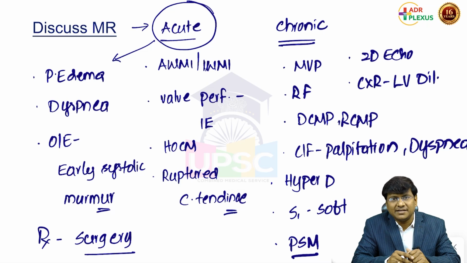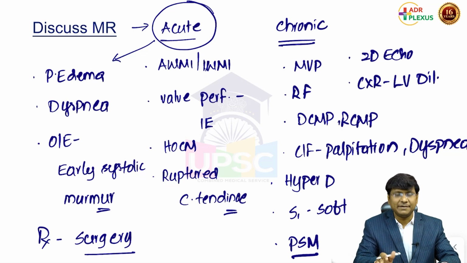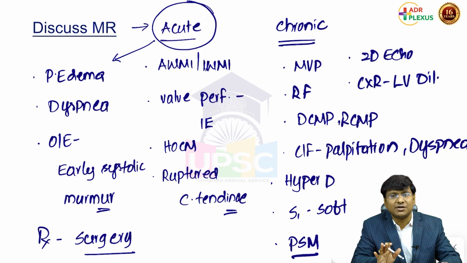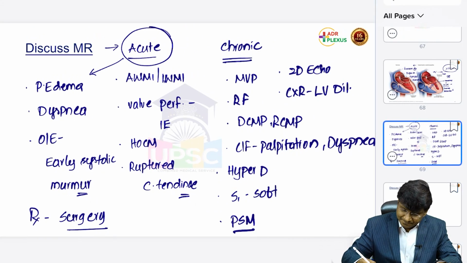Then how will you treat these patients with chronic MR? If there is exertional dyspnea, then you need to give diuretics, beta blockers, and ACE inhibitors or angiotensin receptor blockers can be given. But if the MR is very severe, that is the point when these patients will require mitral valve replacement. So that is about the discussion related to mitral regurgitation. Coming on to the next question.